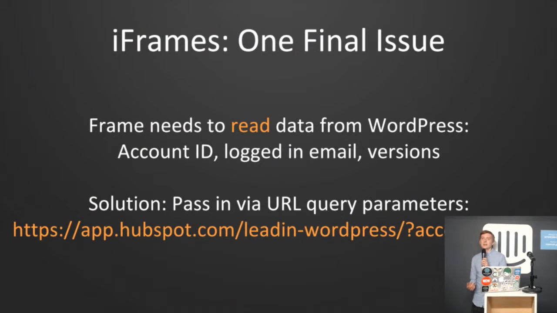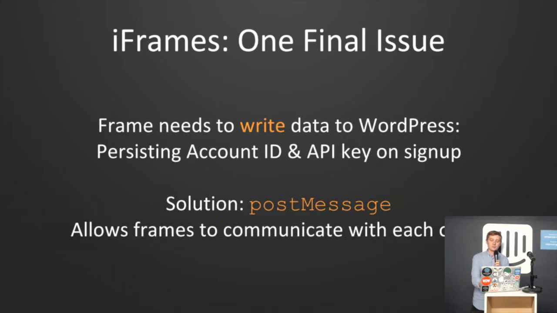There's one final issue, and that is this app needs to be able to communicate with the page that it's embedded on. In our case, we need to be able to read data from WordPress. We need to know what the account number is, what the API key is, what the logged in user is, et cetera. The quick and easy and dirty way to do this is to pass those parameters in as query params to your frame. The idea here is that you have some very simple JavaScript that you give to people. It will put the iframe onto the page, and it will also create this special URL, dependent on what context comes in from the page.